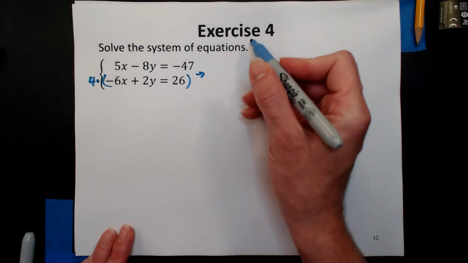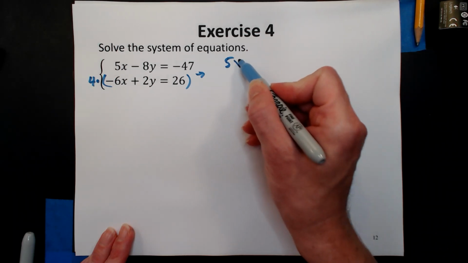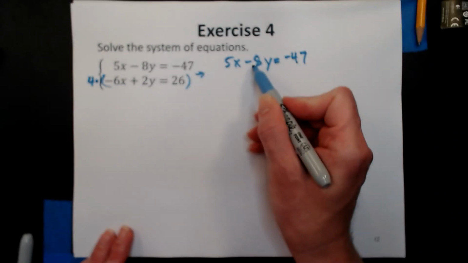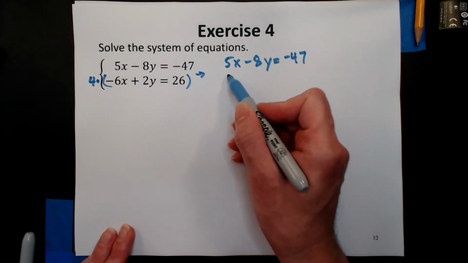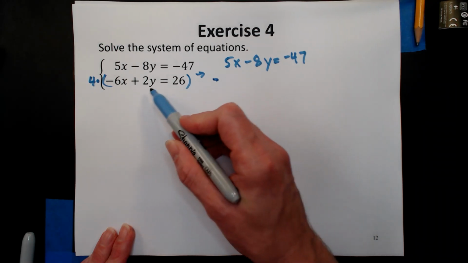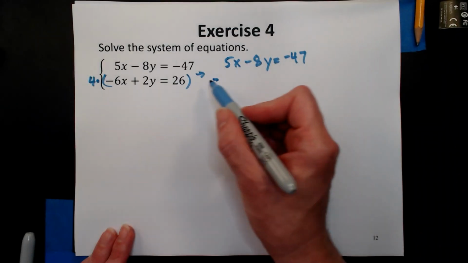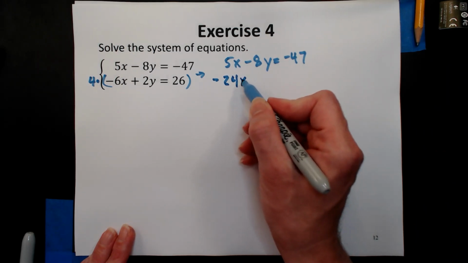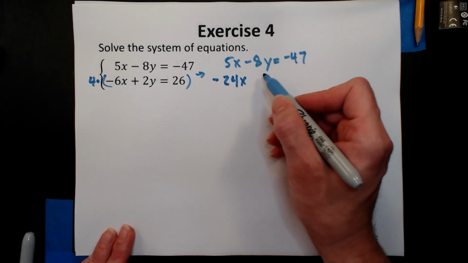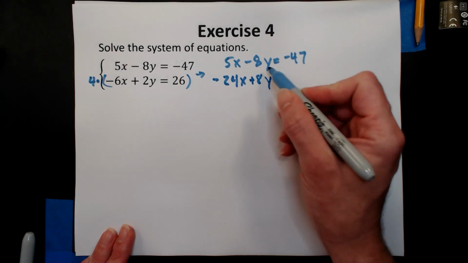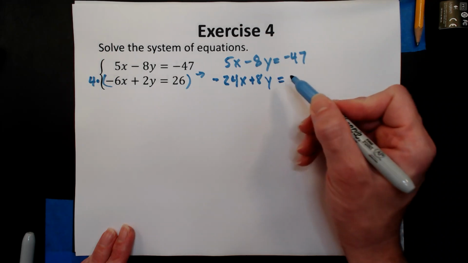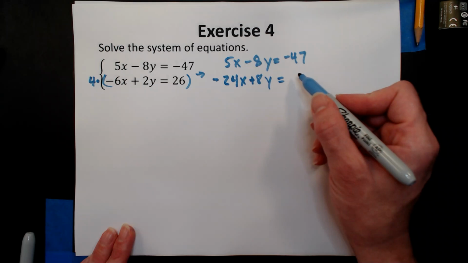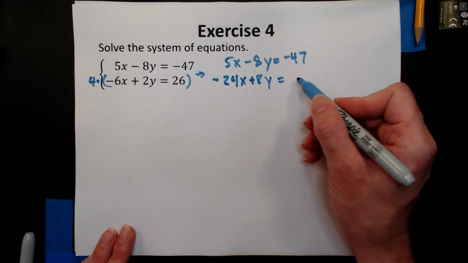And so I'm going to get a new system, well, not a new system, a modified system. 5x minus 8y equals negative 47. And now I'm going to have negative 4 times negative 6 is negative 24. And then I'm going to have 4 times 2y, which gives me positive 8y. Now I have the same coefficient with opposite signs. And then I'm going to say 4 times 26. Well, 4 times 25 is 100. So one more would be 104.